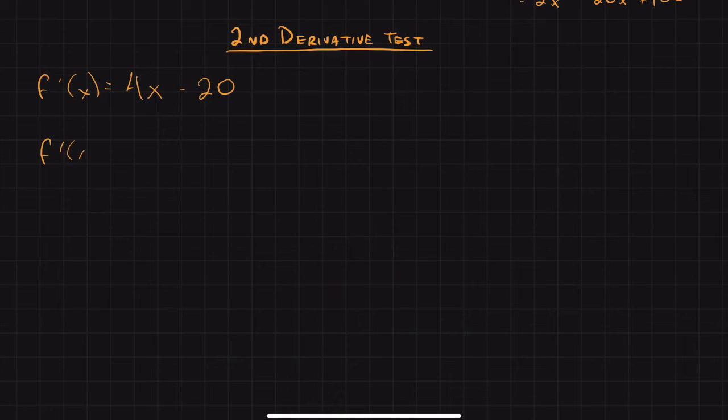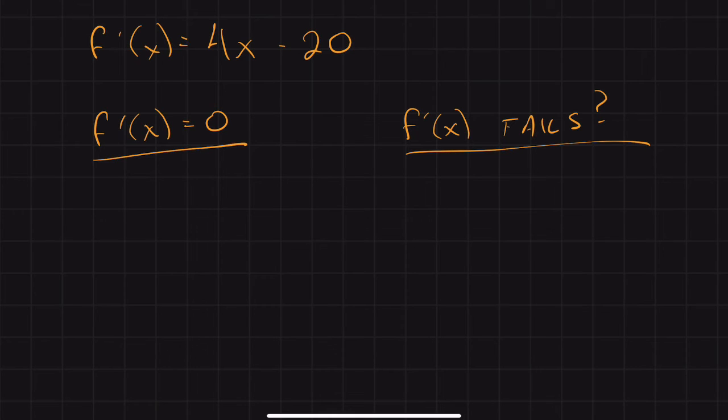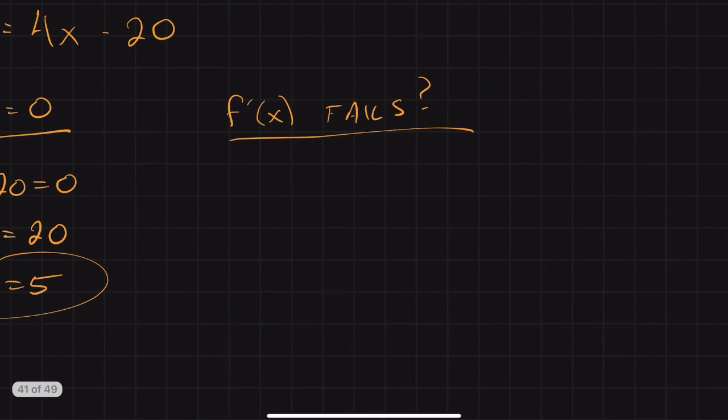We now need to find when f prime of x is equal to 0. We also need to find when f prime of x fails, if it fails at all. Setting f prime of x equal to 0 means that we have 4x minus 20 equals 0. Let's solve this for x. 4x is equal to 20, x is equal to 5. So there's one of our critical points. Does f prime of x fail? Well, this is an easy one to answer. If f of x is a polynomial, then f prime of x will never fail. F prime of x would only fail if you get x in the denominator, and that denominator has a solution that could make it equal to 0.